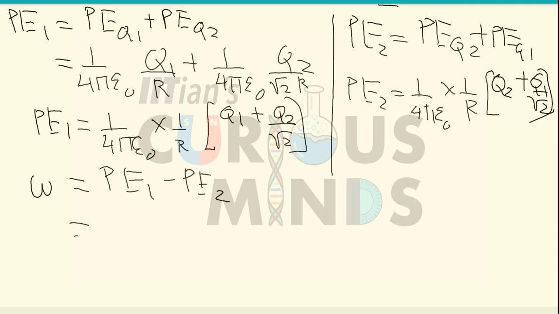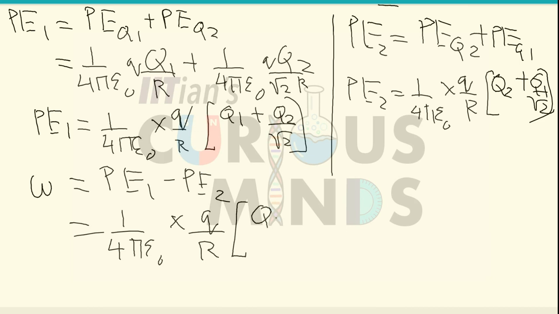Which is equal to 1 by 4 pi epsilon naught, and there is also q over here, so q can be taken as common, into q divided by r, q1 minus q1 by root 2, plus q2 minus q2 by root 2. This will be the difference of the energies.